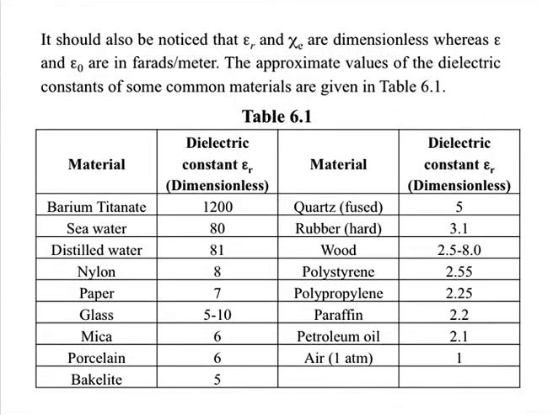Here, the table shows that the relative permittivity of barium titanate is as high as 1200, while the value of relative permittivity of air at 1 atmosphere is only 1.